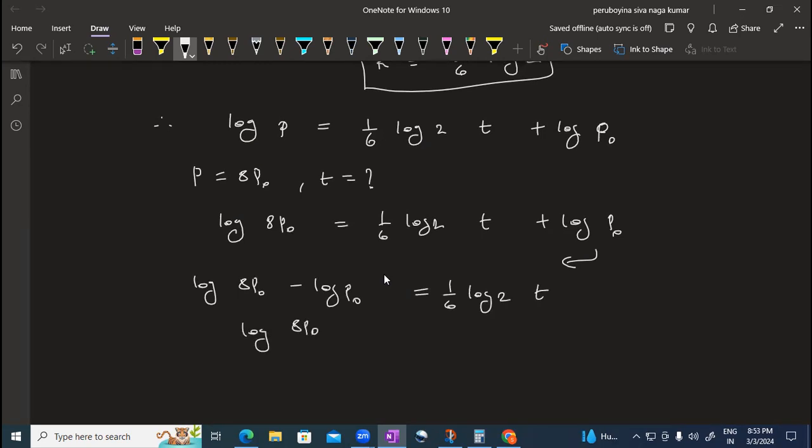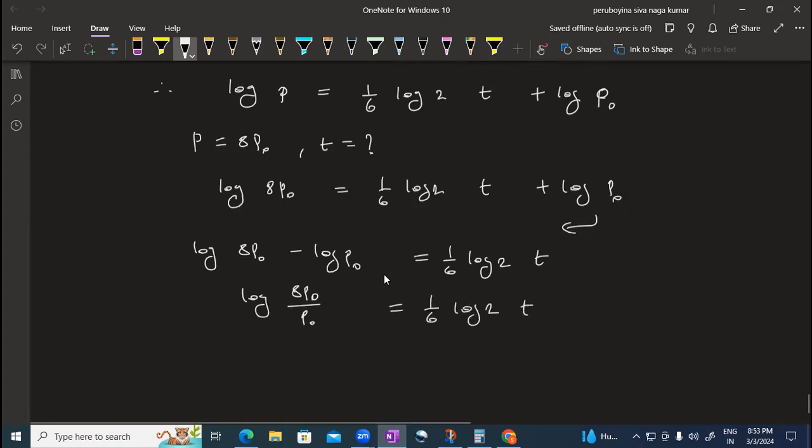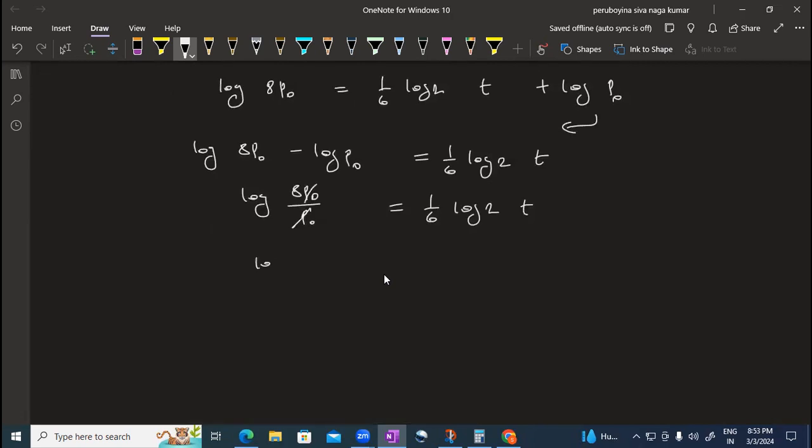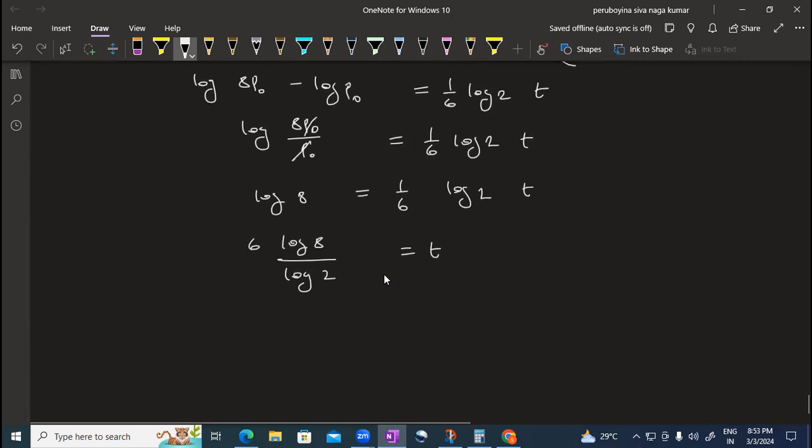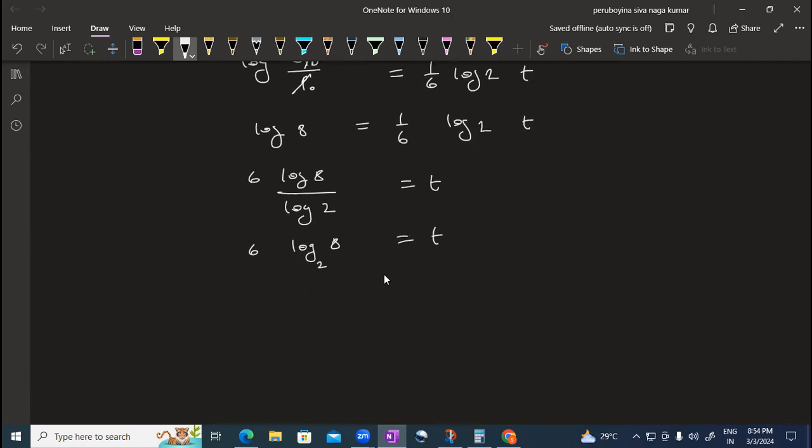So this will be log of 8 P naught by P naught is equal to 1 by 6 into log 2 into T. So P naught got cancelled. Log 8 is equal to 1 by 6 into log 2 into T. You can move these values. So 6 log 8 divided by log 2 is equal to T. Therefore, 6 log 8 by log 2 can be written as base, because the formula says log m divided by log n value will be log m base n.